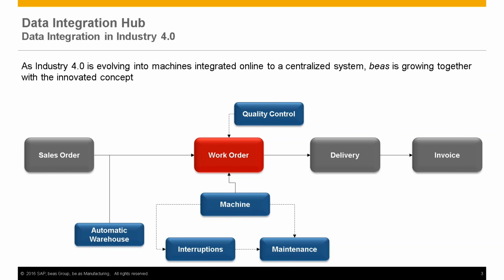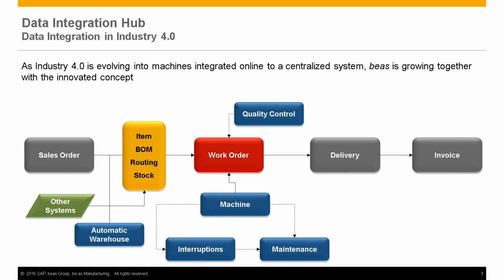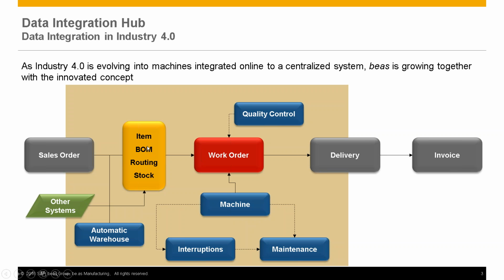Also, maybe in some of the industries, we will have automatic warehouses that are separate. And these other systems that have all this information, we need to integrate with beas in order to have the complete scenario within the system. So this information can be items, bill of materials, routing, stocks, and all of these are going to be integrated in the Data Integration Hub.